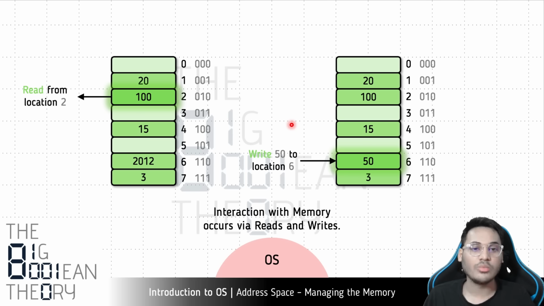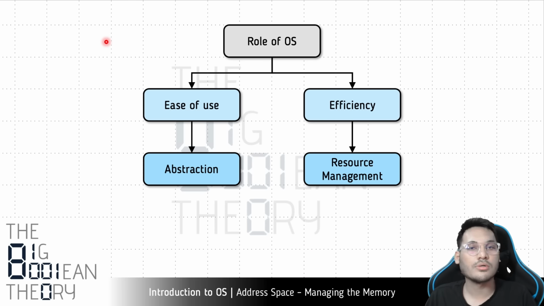Now let us talk about how the operating system manages the memory. For any hardware resource, the operating system performs two fundamental duties. First of all, it makes the resource easy to use by providing abstractions over that particular resource that are easy and much more powerful than the actual resource.